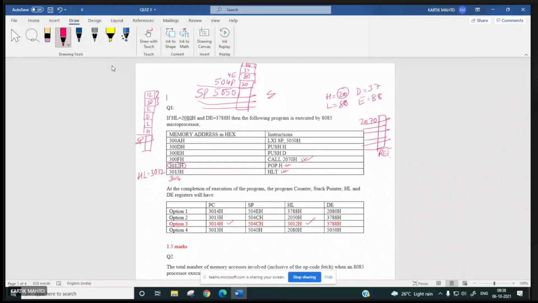What about the stack pointer? Since we are popping once, the stack pointer will come to over here. So this is 4F, this is 4E, this is 4D, this is 4C. So 504C. And D will be as it is, 3788. Yes, sir. So option 3 is the correct answer.